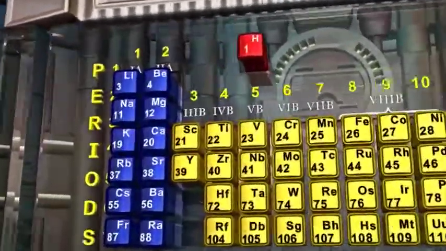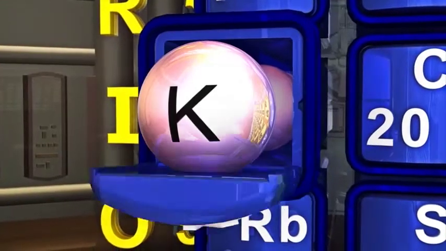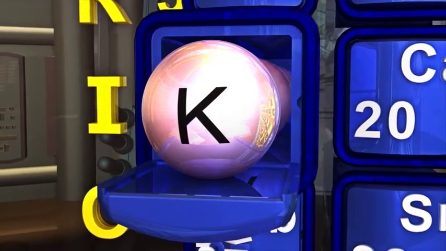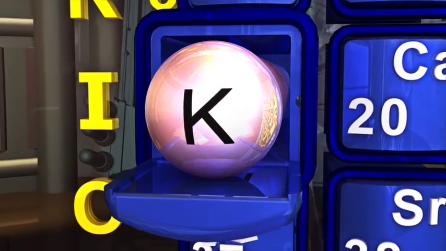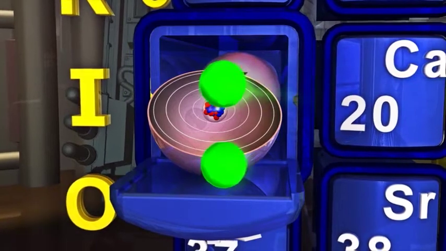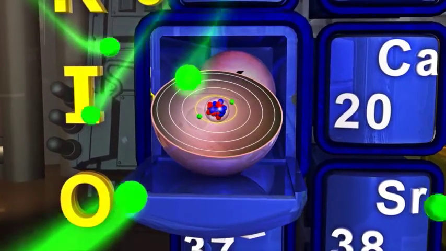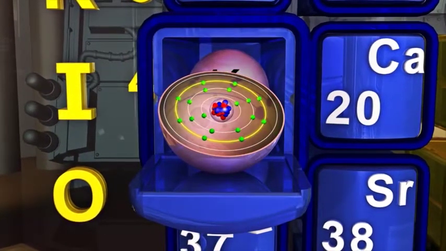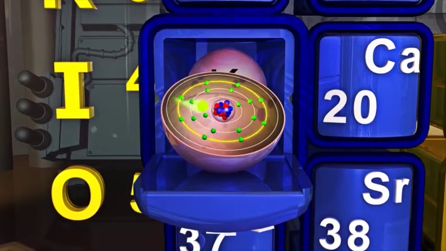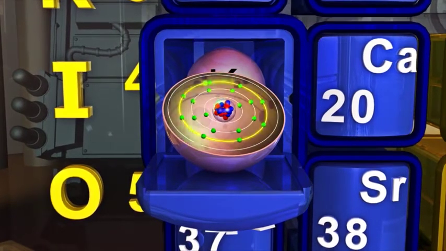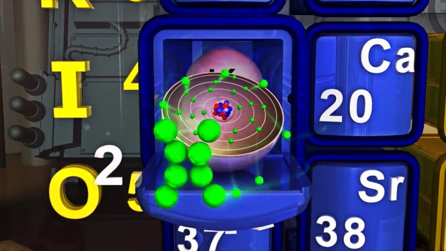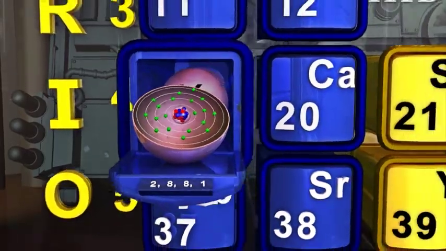For example, the atomic number of potassium is 19. Therefore, there are 19 electrons revolving around the potassium nucleus in the potassium atom. Out of these, 2 electrons enter the first orbit, 8 in the second orbit, and the other 8 enter the third orbit, and the remaining 1 electron, instead of entering the third orbit, enters the fourth orbit. Hence, the electronic configuration of potassium is 2, 8, 8, 1.